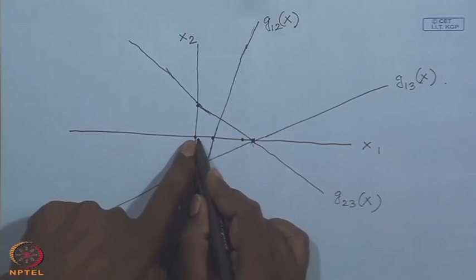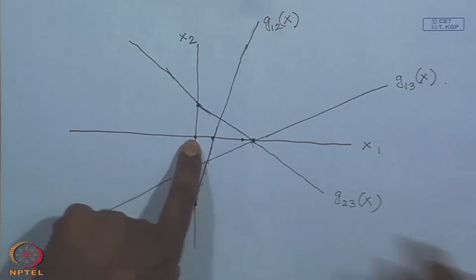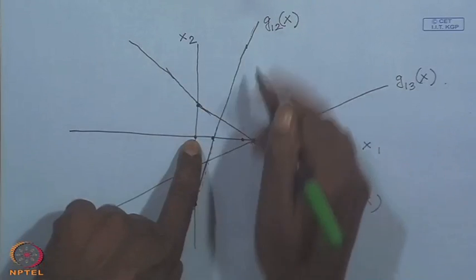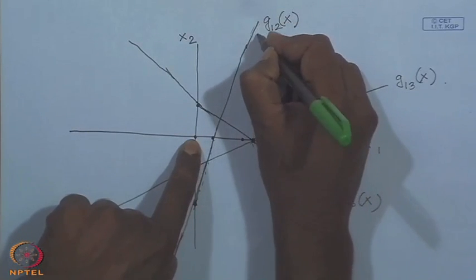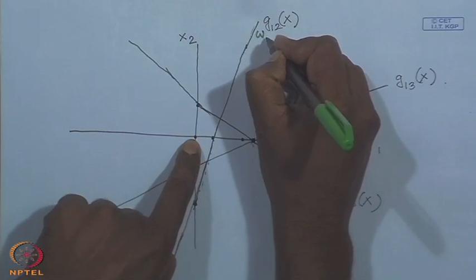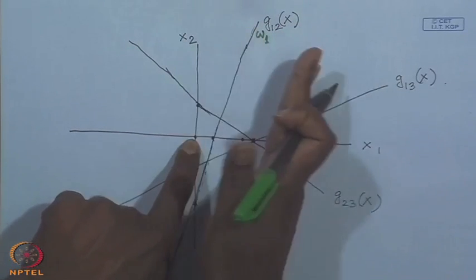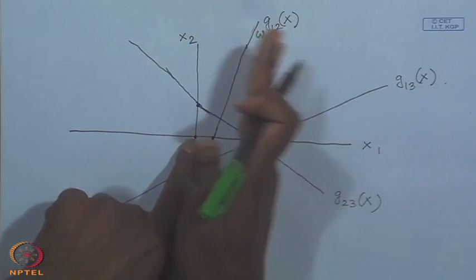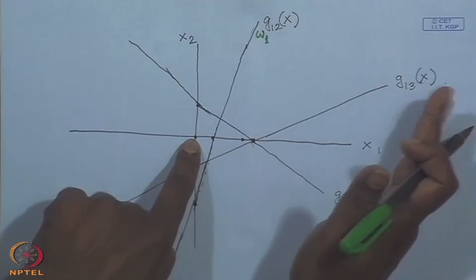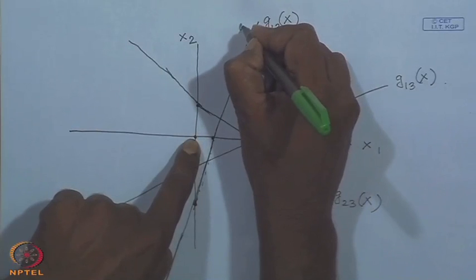As the origin lies on the negative side, that indicates that considering this g12(x), this side of g12(x) is omega 1, because on this side I have g12(x) positive, and on this side it is omega 2.